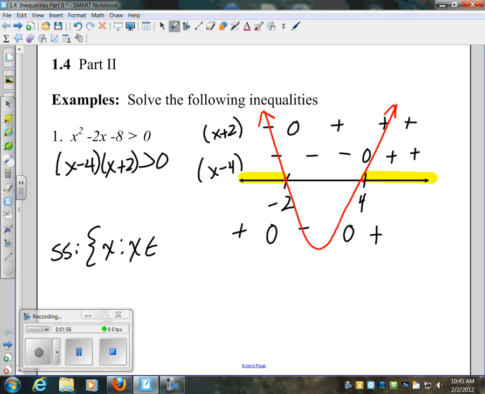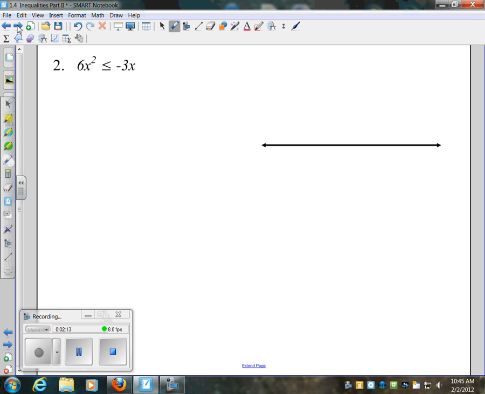So we should answer that if I want to use a solution set using interval notation. There are two intervals. It's either in the interval from negative infinity to minus 2, or in the interval from 4 to infinity. And notice the brackets are open because it's just greater than. So nothing too terribly hard, and certainly things you've done before.